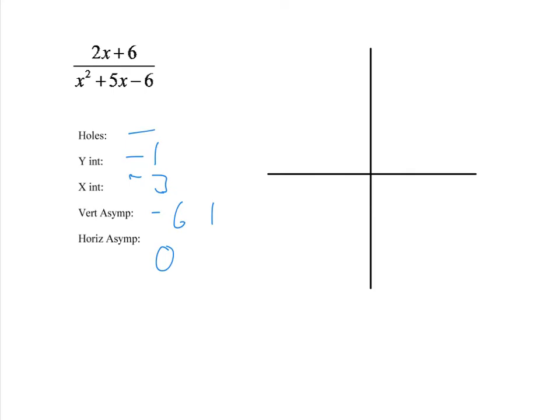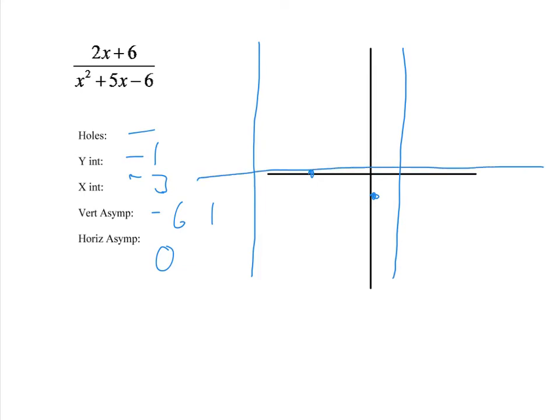My y-intercept is negative 1. My x-intercept is negative 3. I have a vertical asymptote at negative 6 and at positive 1. And I have a horizontal asymptote at 0. Okay, notice in this case, I am actually going to have a root. My root is at negative 3, so I may sometimes pass through the horizontal asymptote.